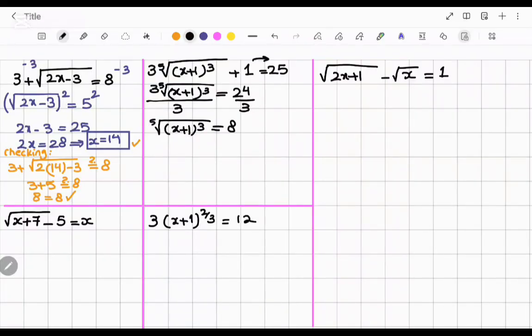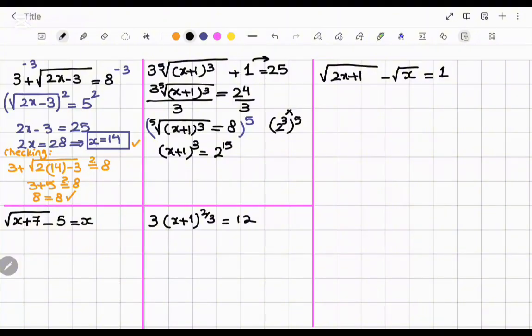And the index is 5. In order to get rid of this 5, I would raise both parts to the power of 5. So this is what's going to happen. The 5 is going to come out of the radical, and it's going to be x plus 1 to the power of 3 is equal to, instead of 8, I can write 2 to the power of 3 and then to the power of 5. These powers are going to get multiplied and I'm going to have 2 to the power of 15.